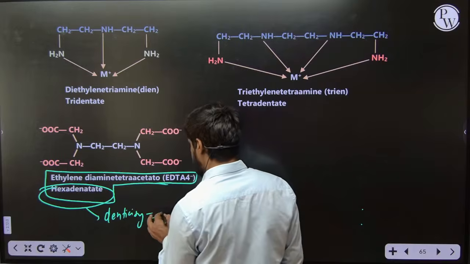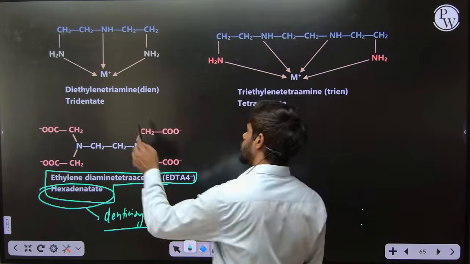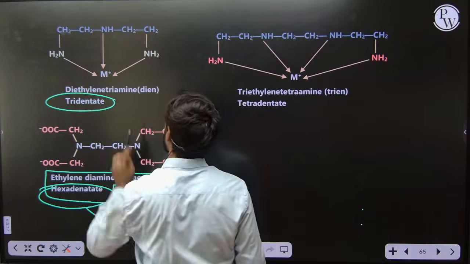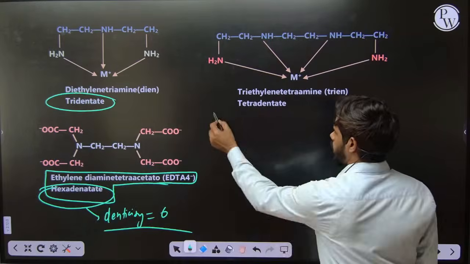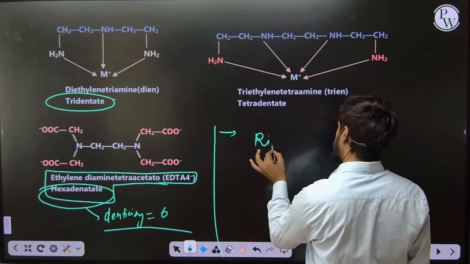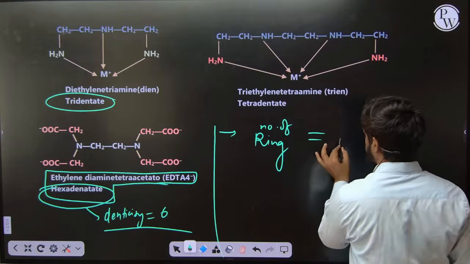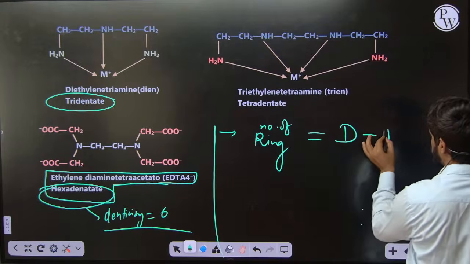The denticity of this ligand is 6. It is hexadentate. Tridentate means it can form three coordinate bonds. Now, it is a formation of a ring. We can find the number of rings formed, which is equal to the denticity minus 1.